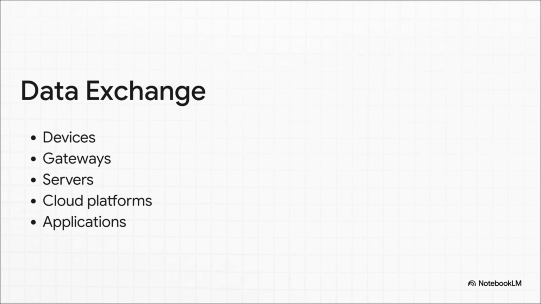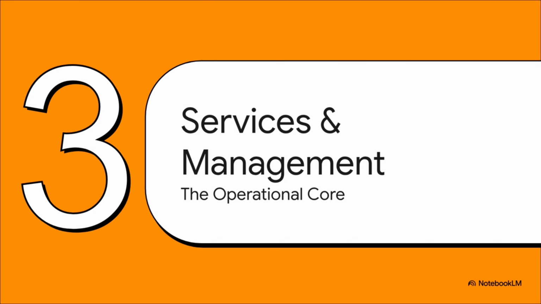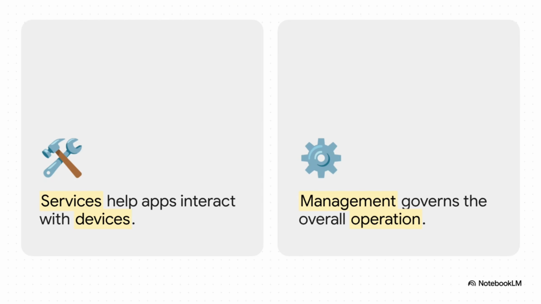And exactly where does that data travel? Well, this exchange happens between the devices themselves, gateways, centralized servers, cloud platforms, and ultimately the applications. It spans the entire physical hardware layer all the way up to the end user. Let's move to the next layer and see how this builds with blocks 3 and 4, services and management. We're now shifting from the physical movement of data into the software utilities running things behind the scenes.